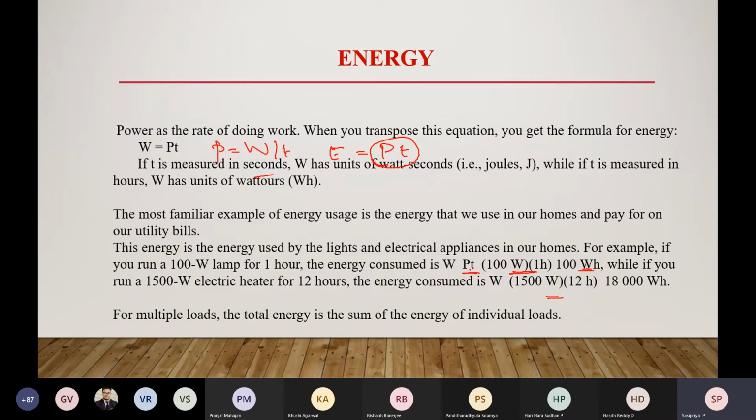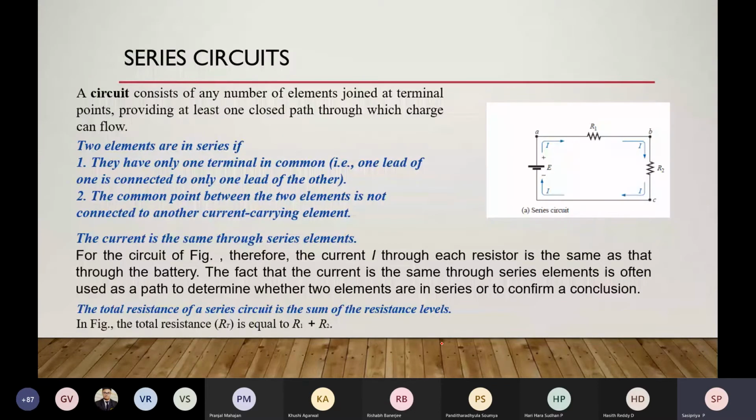All these are representations of the energy consumed by our household appliances. The light is consuming energy of 1 watt hour. My fan is consuming energy of 2 watt hour. Another, a washing machine, consumes maybe 10 watt hour or kilowatt hour. The total energy consumed by all the loads will be the sum of the energy consumed by the individual loads.